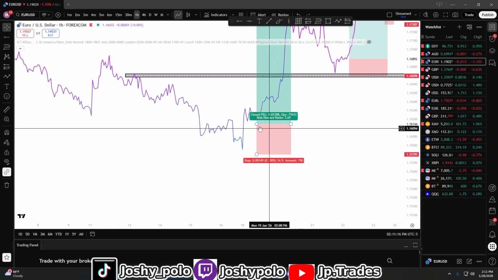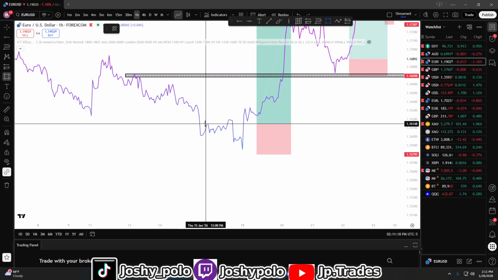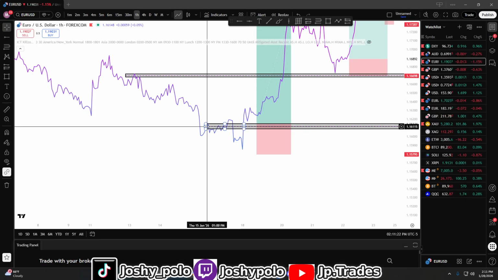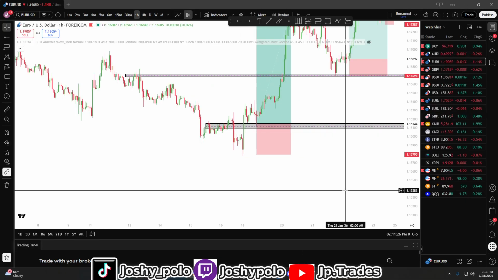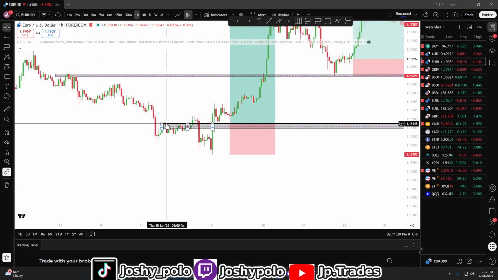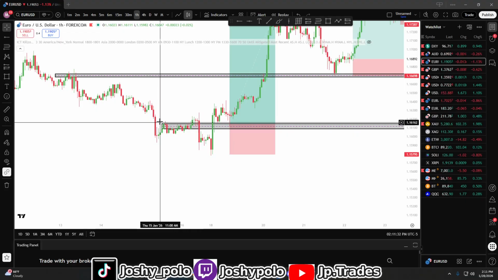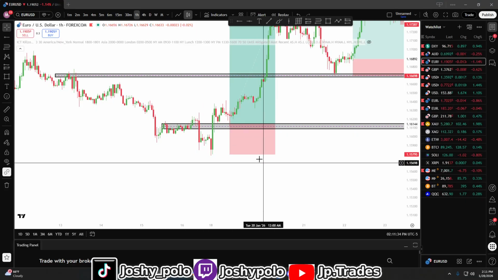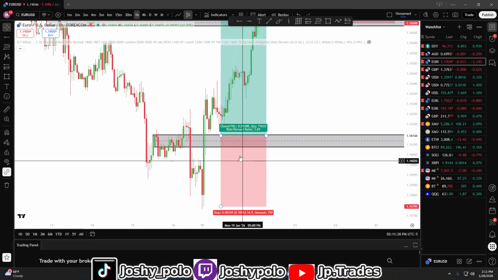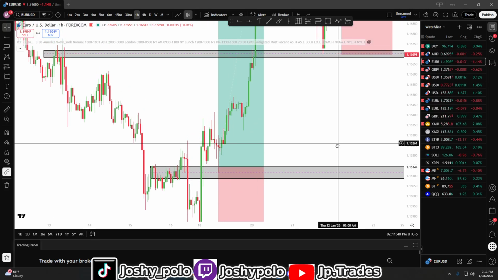What you're going to want to do is mark out that high right there, and then once we go back to the candlestick chart, we can see that it's basically this high. This is what we call resistance turning into support. And that's what happened. We come down into it, create support, and we go bullish from there.